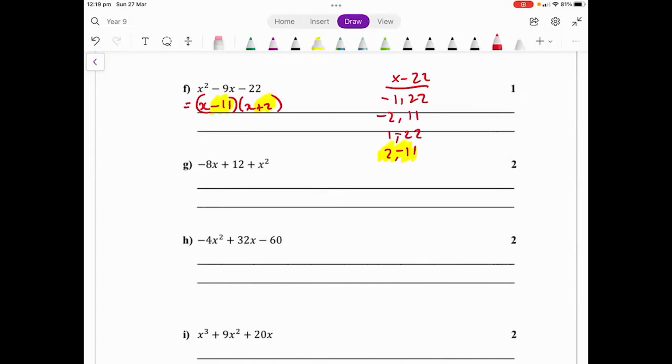Question G is also a monic trinomial, but all the terms are mixed together. So I'm just going to rewrite them in the proper order for me to factorize.